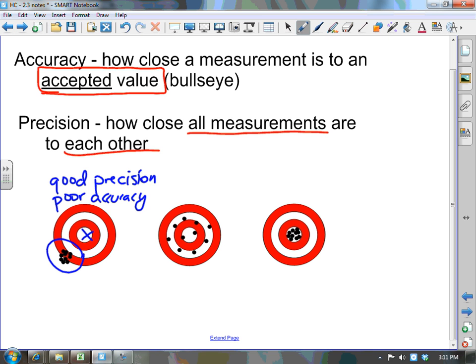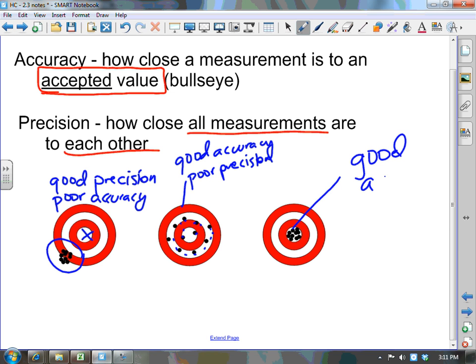Now, the ones in the middle, they're kind of all around the center. You know, if we're looking here, they're sort of just in the middle there. We would say these have good accuracy. They have poor precision. And the very last ones should be the most obvious. These have good accuracy and precision.